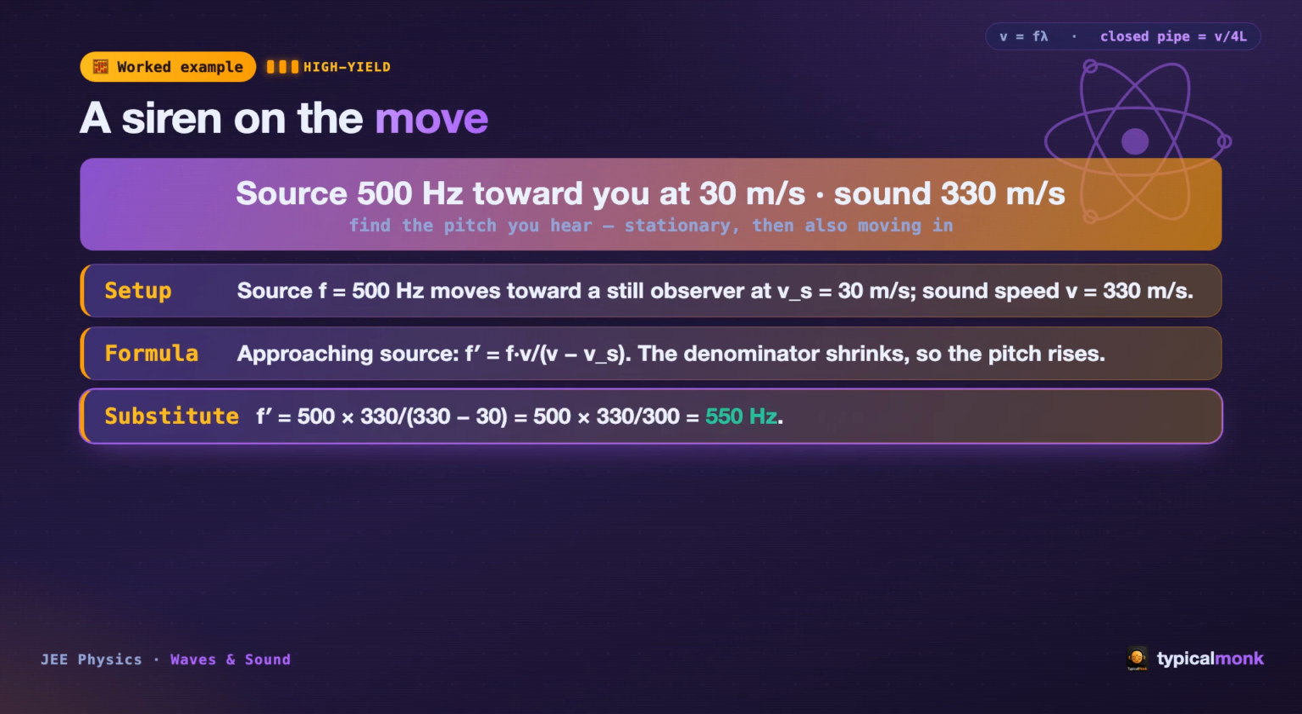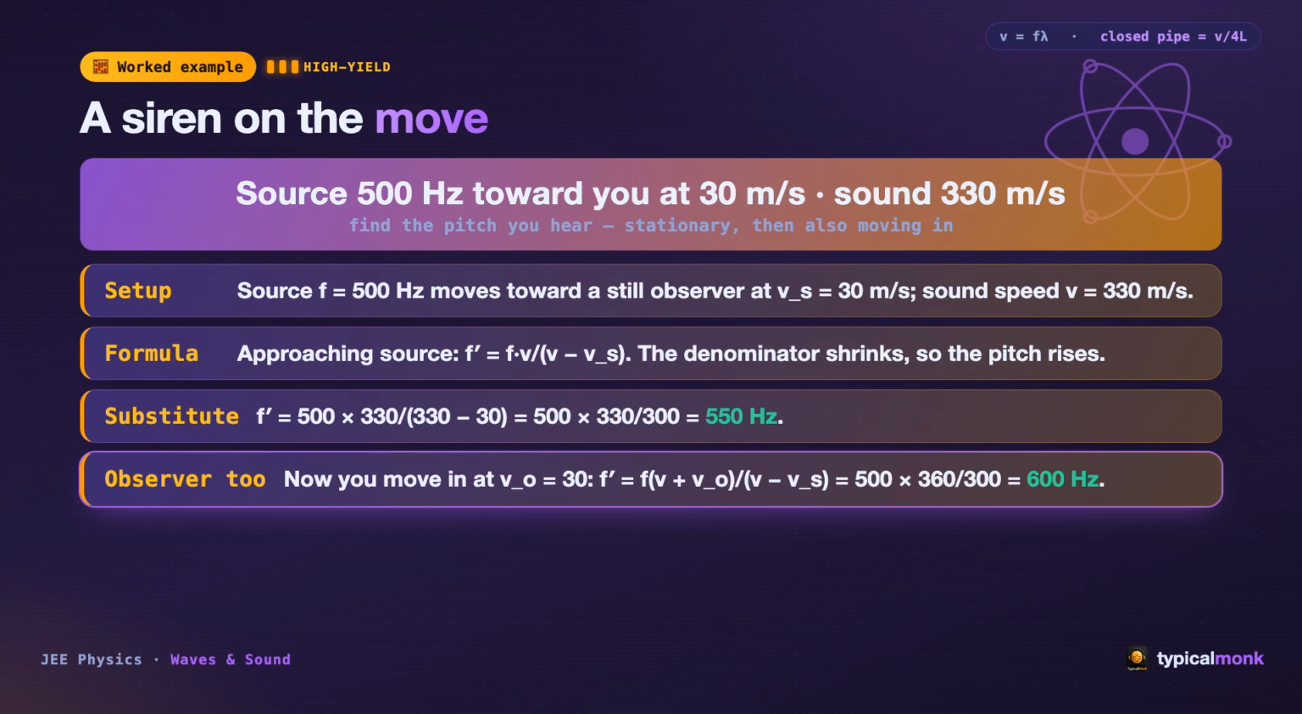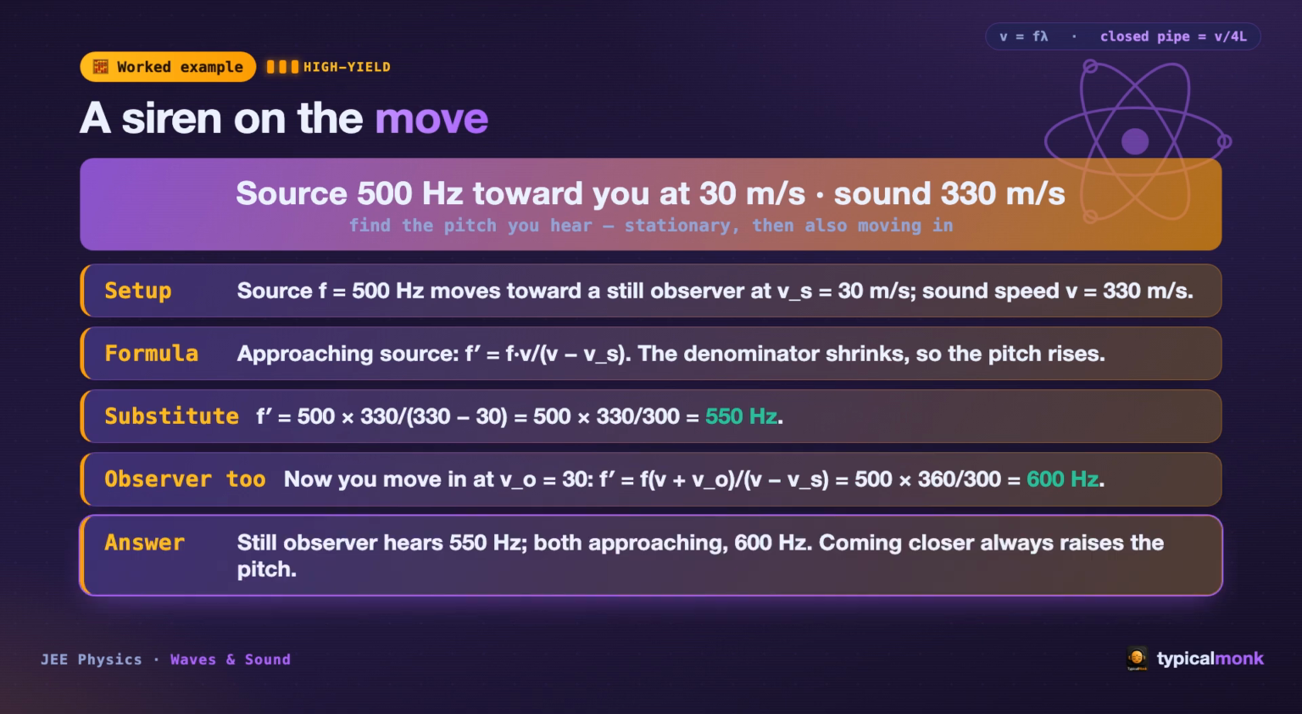Substitute f dash equals 500 times 330 over bracket 330 minus 30, which is 500 times 330 over 300, equal to 550 Hz. Now, the observer moves too. You move in at v observer equals 30, f dash equals f times bracket v plus v observer over bracket v minus v source, 500 times 360 over 300, which is 600 Hz. So the answer, a still observer hears 550 Hz, with both approaching 600 Hz. Coming closer always raises the pitch.